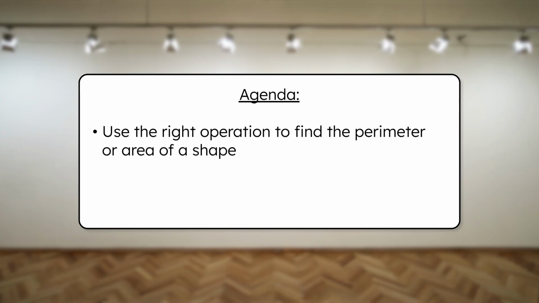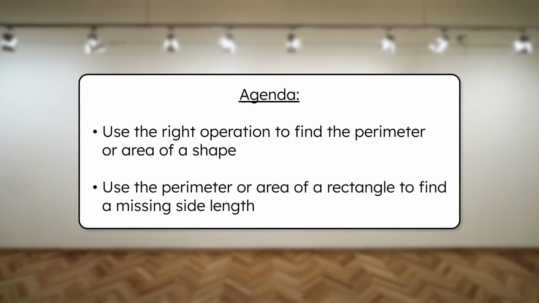By the end of today's lesson, you'll be able to use the right operation to find the perimeter or area of a shape. You'll also be able to use the perimeter or area of a rectangle to find a missing side length. Have your guided notes ready? Because it's time to find the perfect fit.